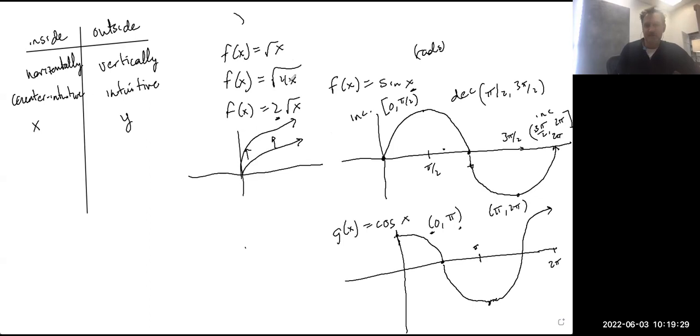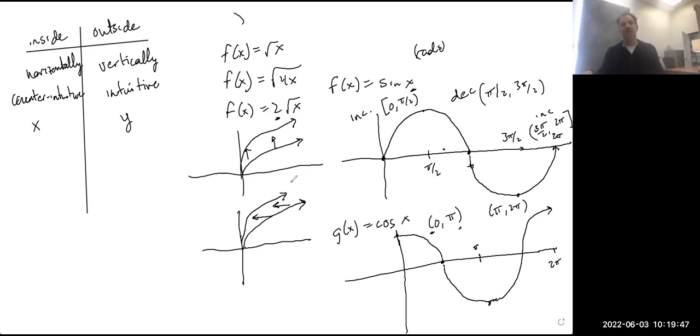But if I put it inside, it's counterintuitive. And if I think about how that plays out, it just means that my function that looked like this is being shrunk back towards the x-axis. But of course, shrinking it back towards the x-axis is really the same thing as a vertical stretch. So I think that can be a little confusing.